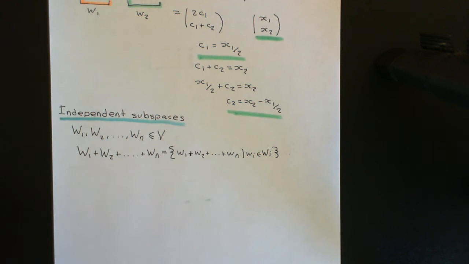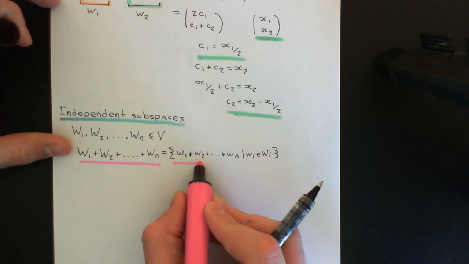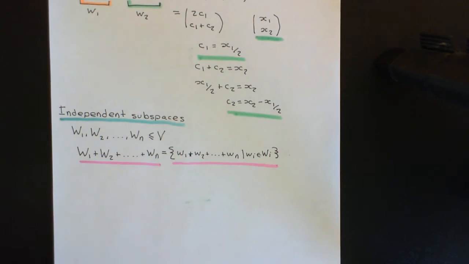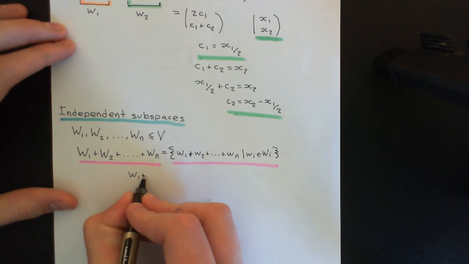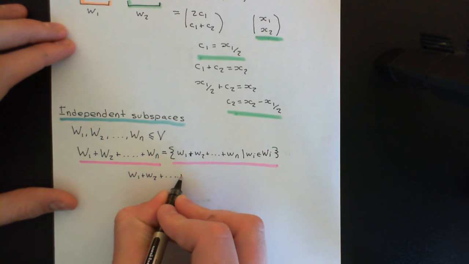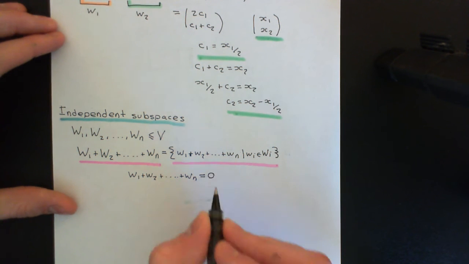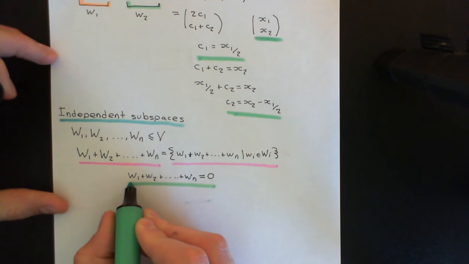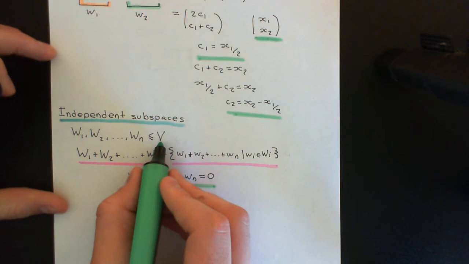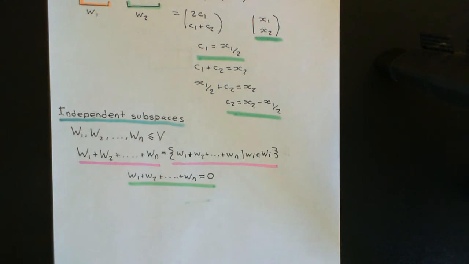Now if they're going to be independent, what it means is that there is only one way of adding together n vectors from these n subspaces and getting the zero vector as your answer. So if we consider little w1 plus little w2 plus all the way up to little wn, and we want this to equal the zero vector, there is only one solution to that. If you want to add together n vectors, one from each of these n subspaces of the vector space capital V, and get the zero vector, there's only one solution, and that has to be the trivial solution.